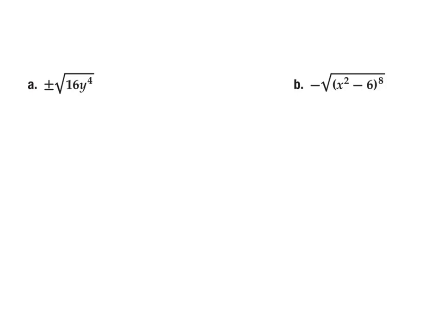Now, for this first one, a says plus or minus the square root of 16y to the fourth. Now, we would only expect to see a plus or minus in there if it was in the context of an equation. Okay, so I probably had an x squared somewhere. I take the square root of both sides. That's where that plus or minus comes from. Now, they've already given that to us as part of the problem, so it's not that big a deal.